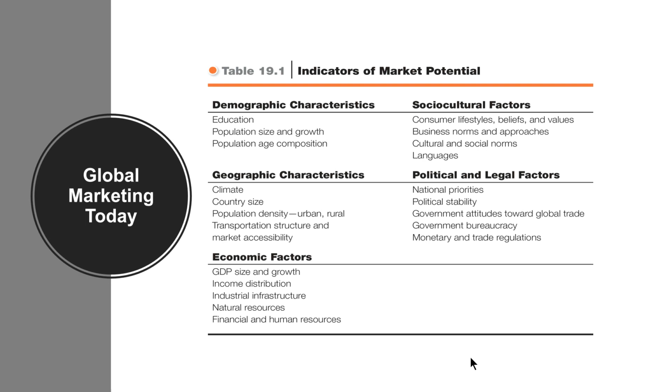Okay, so you decide on China or you decide on Australia. What's their education level? What's their population? What's their growth? What's their age composition? Are they going to want your product based off of that composition? The geographic considerations, the political factors, the social cultural factors, their lifestyles, beliefs, values, what's inside their black box, and then last but not least, economic factors.